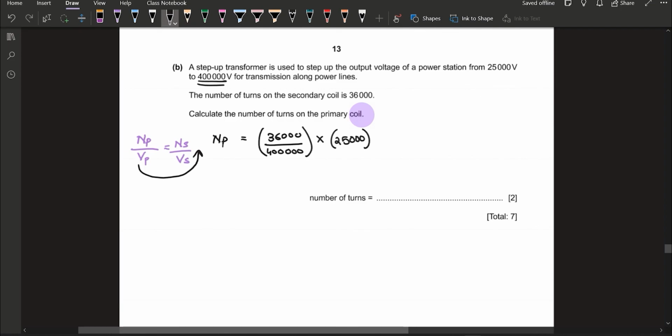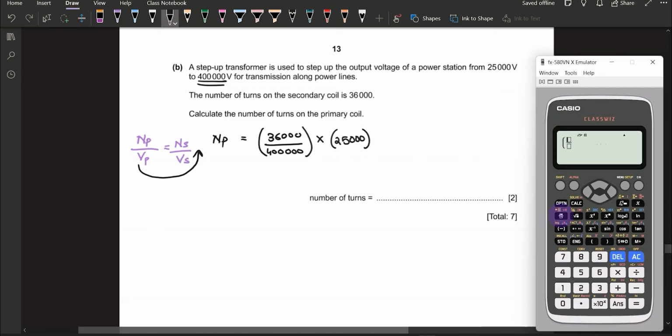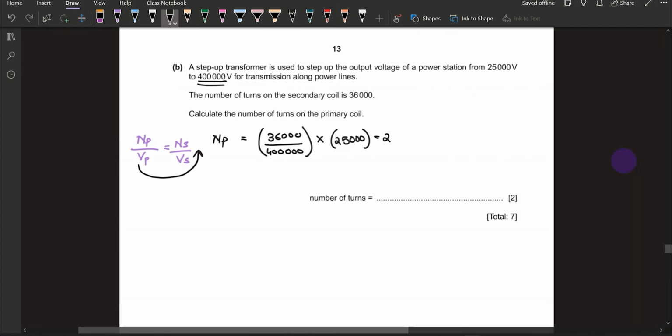So we can find this out from our calculator, which is going to be 36,000 divided by 400,000 times 25,000. And this will give us our answer as 2250. We can round this off to 2,300. And we are done with question number 9.